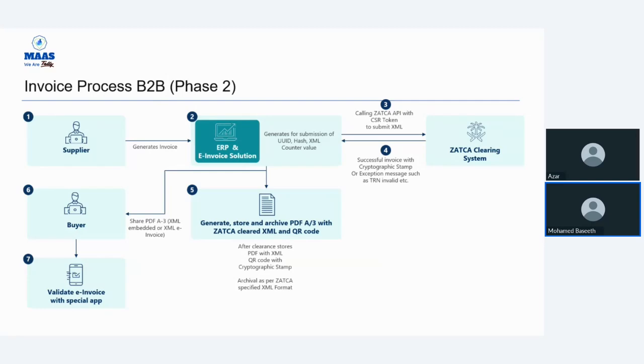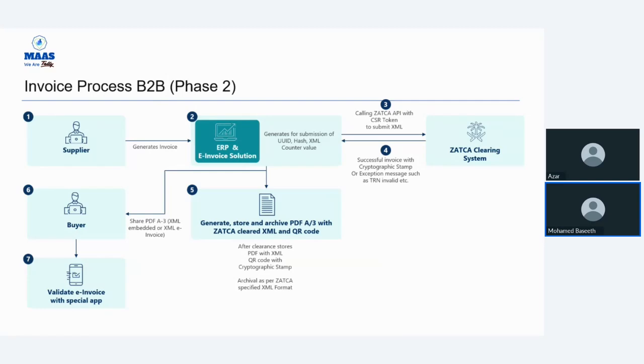So we will issue an invoice from our system that is going to generate the UUID, which is the unique user identifier, and then the hash, and then the XML and counter values. These are the additional values or information that are required by the Zatka portal. So the system will generate the invoice along with this information, and then it gets sent to the Zatka system. That is called the Zatka clearing system. This is the one which will validate your e-invoices.